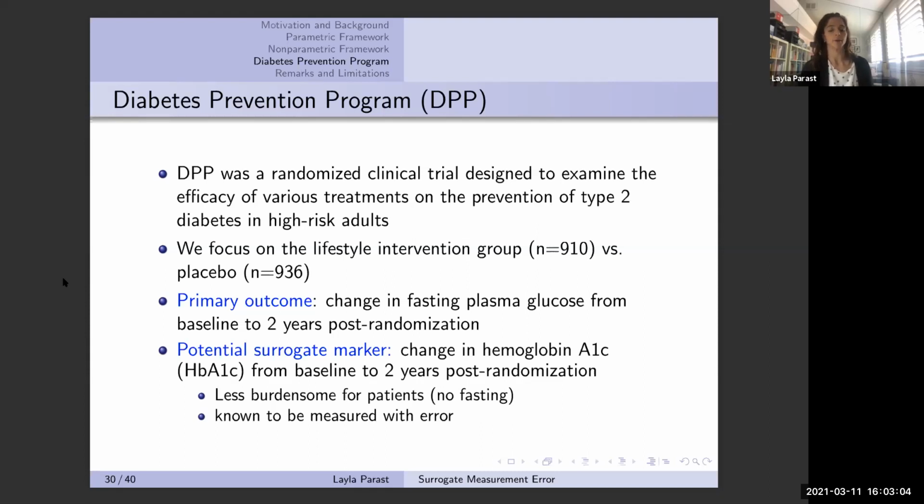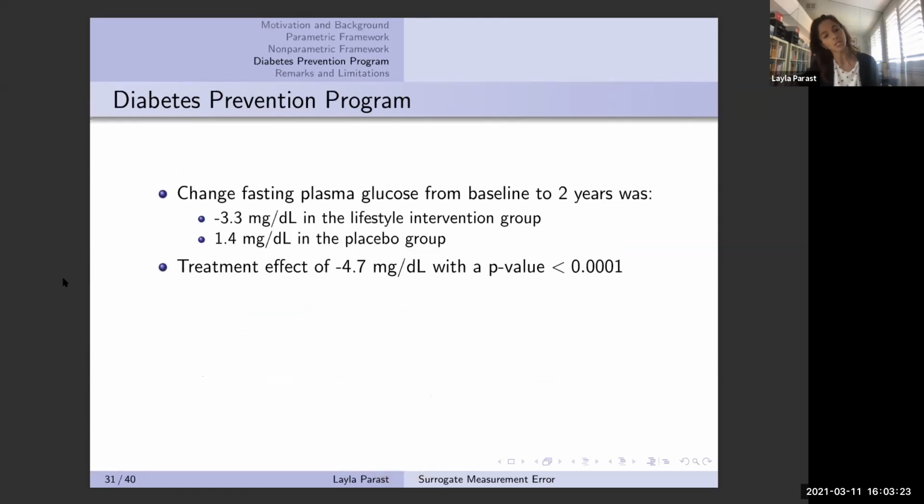So this is a surrogate marker that is not measured earlier. It's measured at the same time, but is considered less burdensome for patients since they don't have to fast for that hemoglobin A1C. But hemoglobin A1C is known to be measured with error. The change in fasting plasma glucose from baseline to 2 years was negative 3.3 in the lifestyle intervention group, and lower fasting plasma glucose is better, and 1.4 in the placebo group. So the treatment effect of negative 4.7 is significant.